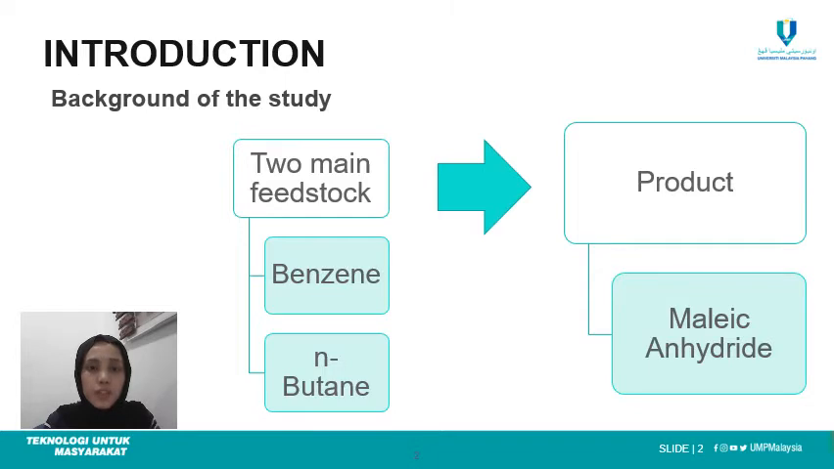Okay, for your information, maleic anhydride is a multifunctional chemical intermediate with uses in almost every sector in chemical industry. So there are two main feedstocks that can produce maleic anhydride, which are benzene and N-butane. For our project, we have chosen the N-butane to produce the product.